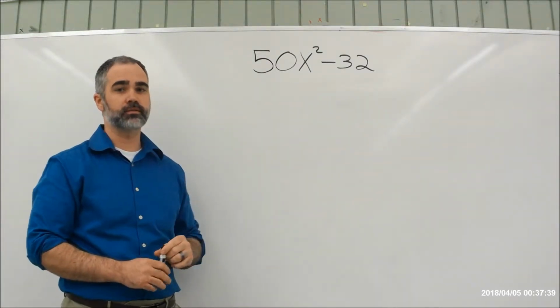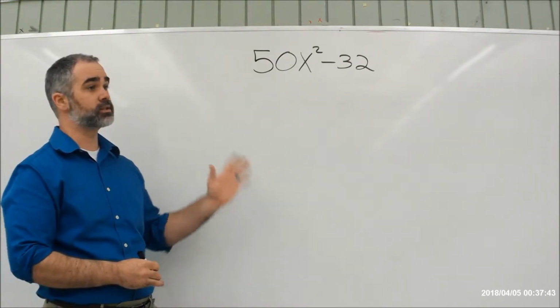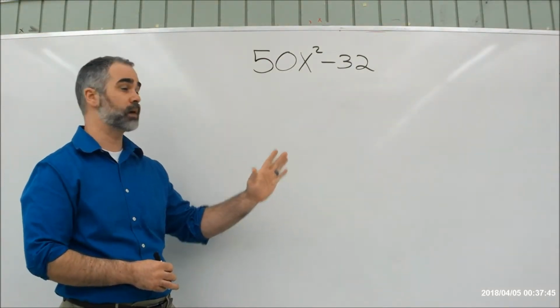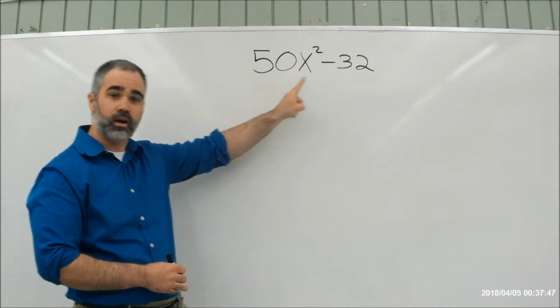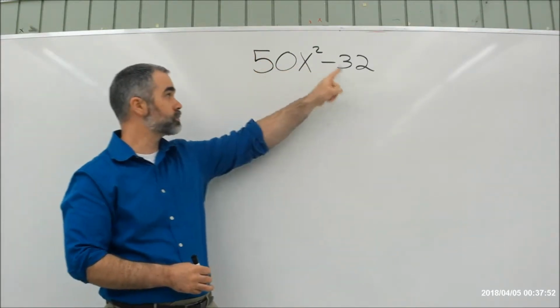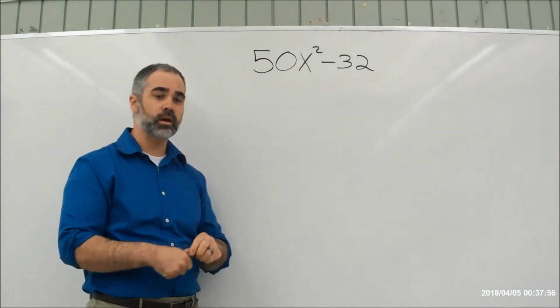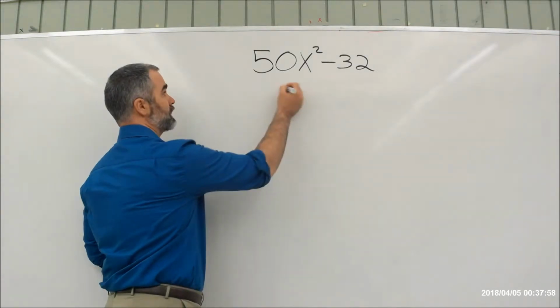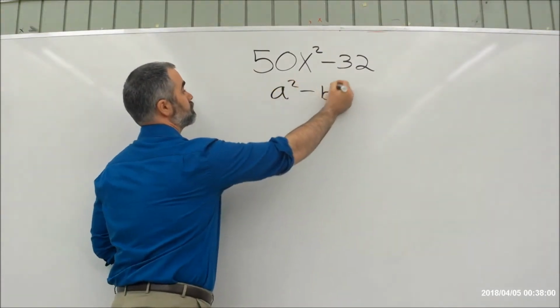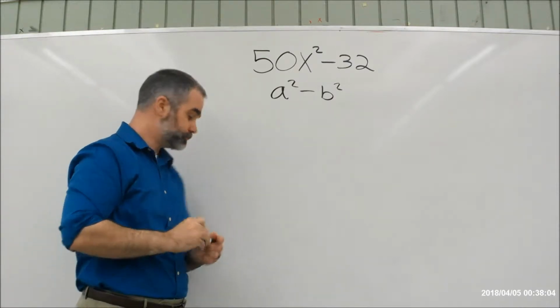This is called the difference of squares, but you're not necessarily going to see that at first glance. All you might recognize on this problem is that you have something squared minus something else. The square root of 50 isn't very nice. The square root of 32 isn't very nice either. So we can't do our a squared minus b squared trick. That isn't going to work here because I don't have a whole number that will fit into those categories.